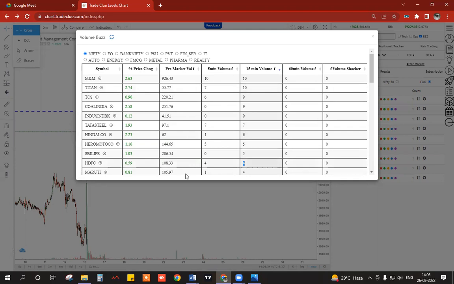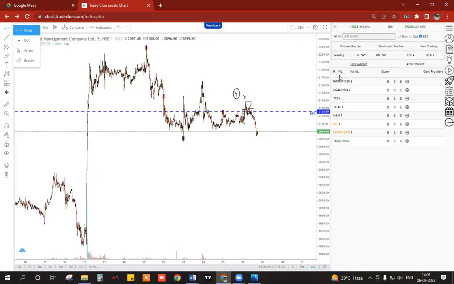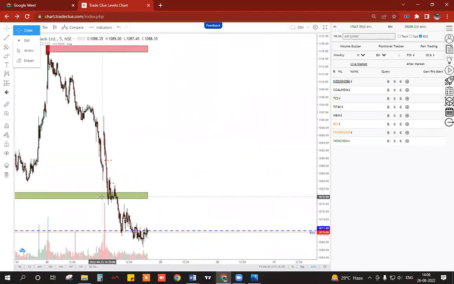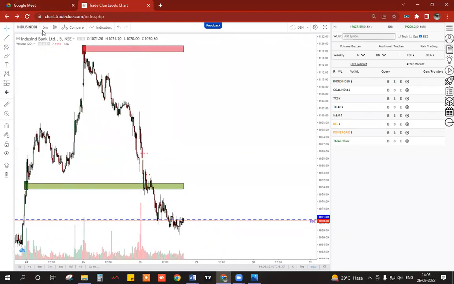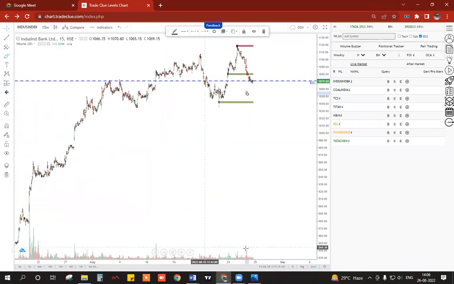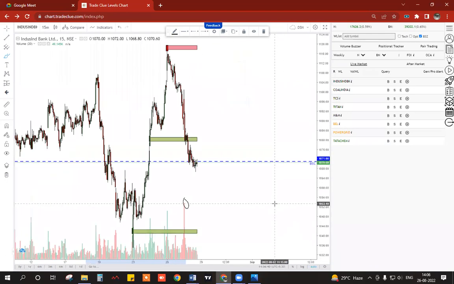So we'll just check what happened with today's volume buzzer stocks. In the volume watch list, we added IndusInd Bank. So IndusInd Bank today opens with the highest volume somewhere around here. Even if I check on 15 minutes, this is the highest 15-minute volume in the last 10 days, I guess, or 8 days, 9 days.